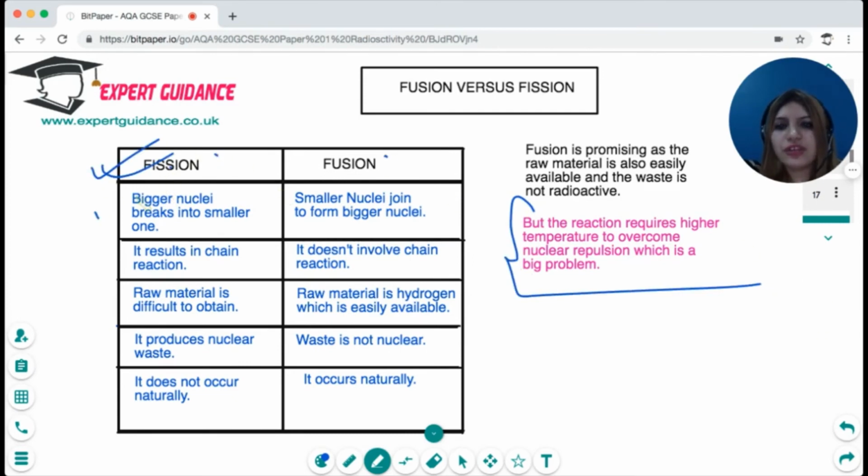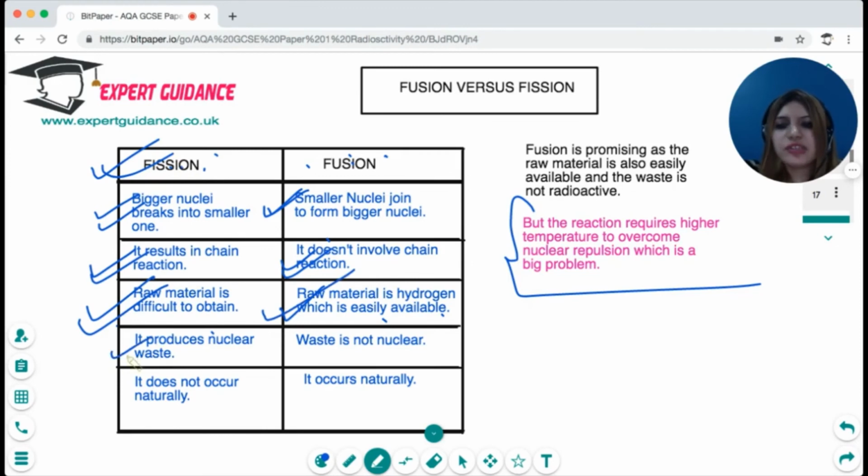In fission, the bigger nuclei breaks into smaller ones. In fusion, small nuclei join to form a bigger one. In fission, there's a chain reaction. In fusion, no such chain reaction. In fission, raw materials are difficult to obtain. In fusion, raw material like hydrogens are easily available.